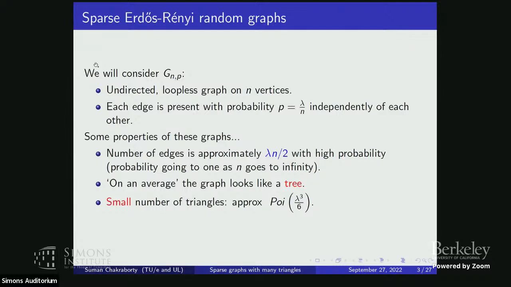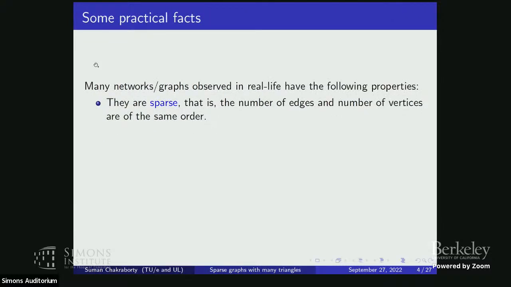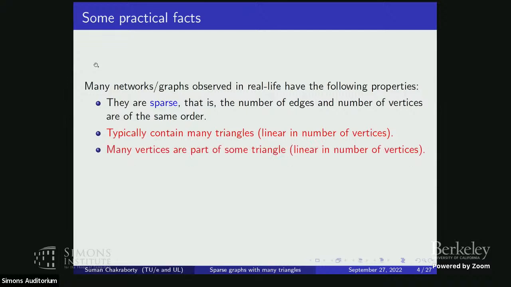And then these are mathematical properties, right? And then some practical facts: we see graphs in real life that are sparse, in the sense that they have a linear number of vertices and a linear number of edges, and typically a linear number of triangles in them. And not only that, it's not only that the number of triangles is large, the number of vertices that are part of some triangle is also large. It's not like only a few vertices contain a large number of triangles and the rest of the graph is like a tree. It's not like that. So they are kind of spread around.